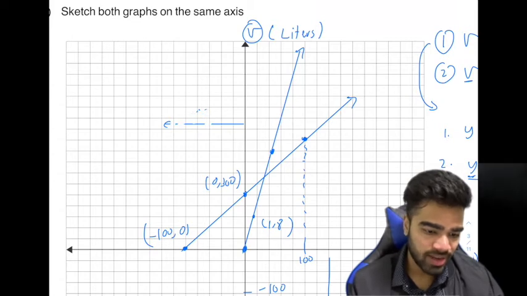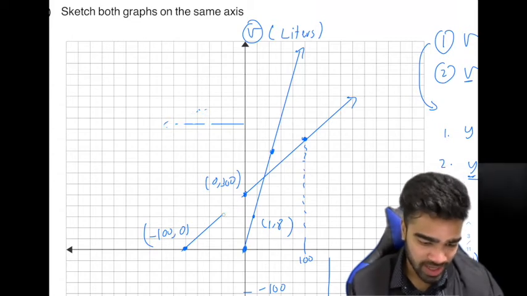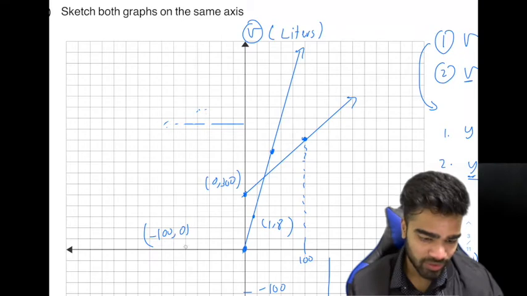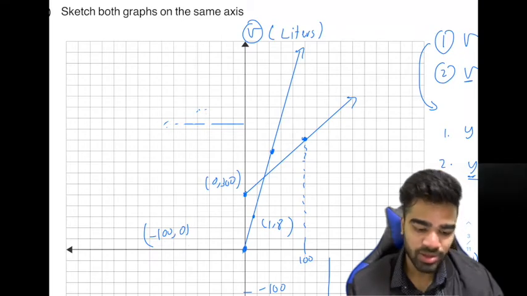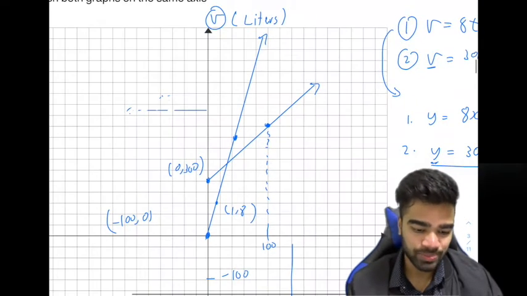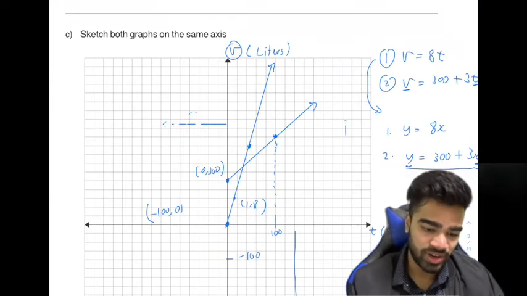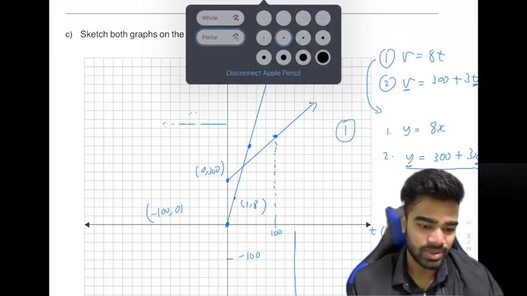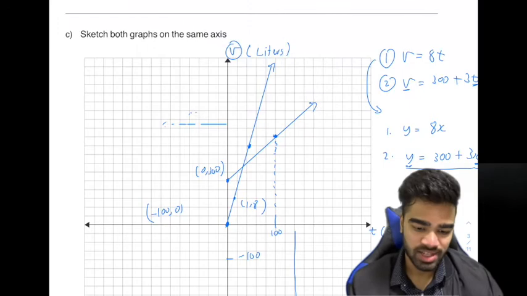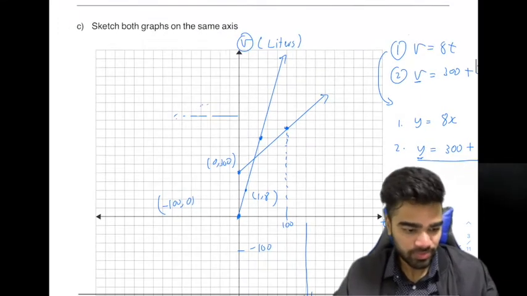So anything to the left of the y-axis, I need to get rid of, simply because I cannot have negative time. That's the only reason. So what you're left with is just the first quadrant. That's all that you're left with. All right, so that's it. That's the sketching part done. I hope you understand that one. Okay.